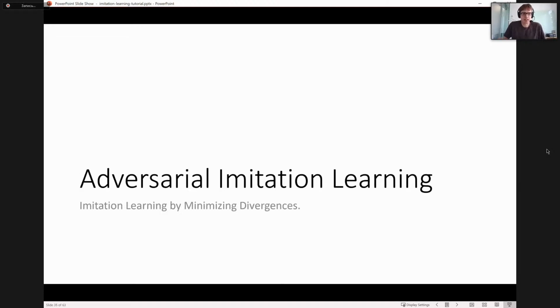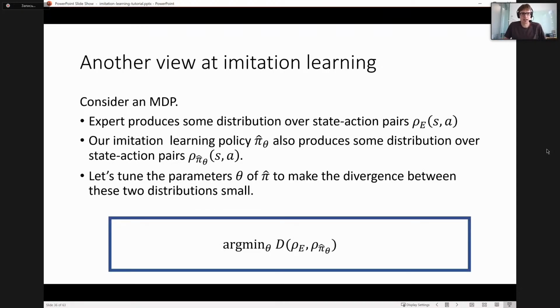Okay, so in this part of the talk, I'm going to discuss adversarial imitation learning. It's a very powerful type of imitation learning algorithm which works by minimizing divergences. So let me go into the details. Let's take another view at imitation learning now. Let's consider a Markov decision process, and we have this view that the expert gives us some distribution over state action pairs. So we have this probability of seeing S and A under the expert policy. And our imitation learning policy, the thing that we're trying to learn, also produces some distribution over state action pairs, right?